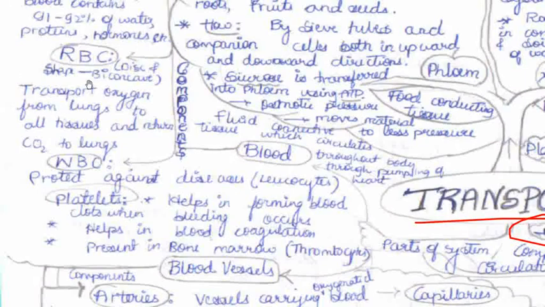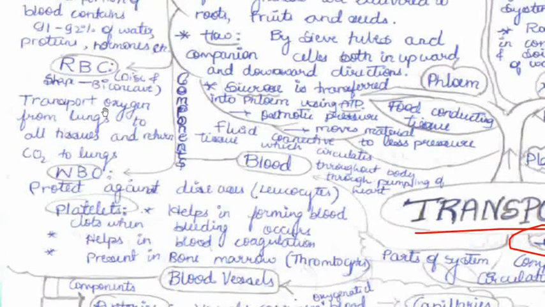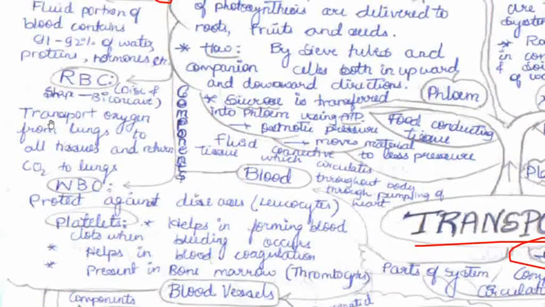Have you ever thought about how transport of oxygen takes place in humans? We respire, but how does it reach our legs, our hands, and our back, everything? It reaches through RBC. So what is the function of RBC? It is helpful in transporting oxygen from lungs to all tissues and returning CO2 to lungs.